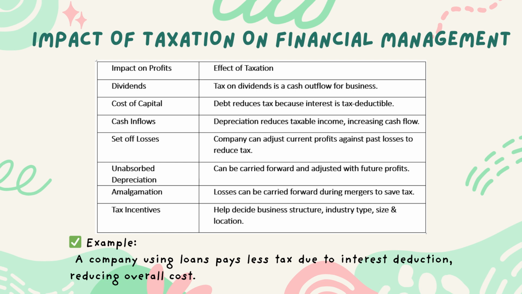Set-off of losses: a company can adjust current profits against past losses to reduce tax. Unabsorbed depreciation can be carried forward and adjusted with future profits. Amalgamation losses can be carried forward during mergers to save tax. Tax incentives help decide business structure, industry type, size, and location. Example: a company using loans pays less tax due to interest deduction, reducing overall cost.